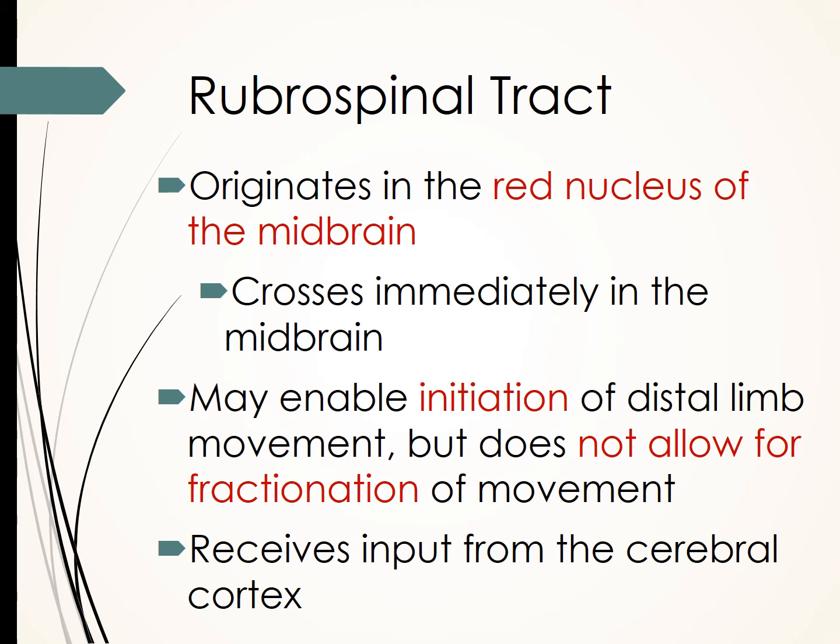The rubrospinal tract may enable initiation of distal limb movement, and in this way can be a source of return of function following a cerebral injury when the corticospinal tract is damaged. But it does not allow for fractionation, so the individual will tend to have more of a total hand kind of activation. So they cannot move the fingers separately from each other, but they all will flex together and extend together. The rubrospinal tract receives input from the cerebral cortex to help modulate its activity.